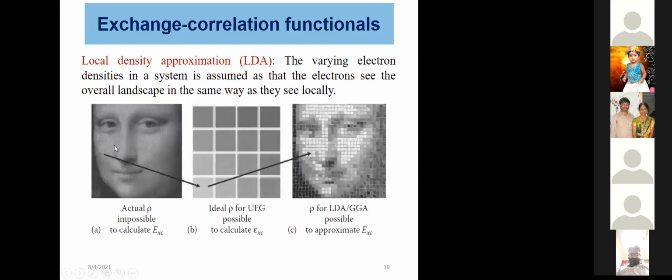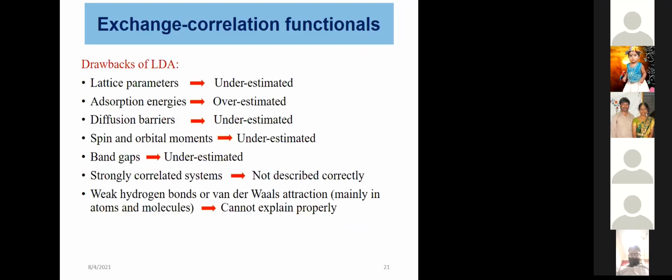So in LDA, the actual picture is that we have a higher density here and lower density at some other place in the picture. So if you consider the density as constant, we will get a wrong picture. If you consider the density gradient also, how the density is changing in the material, that will give us the real and correct picture.